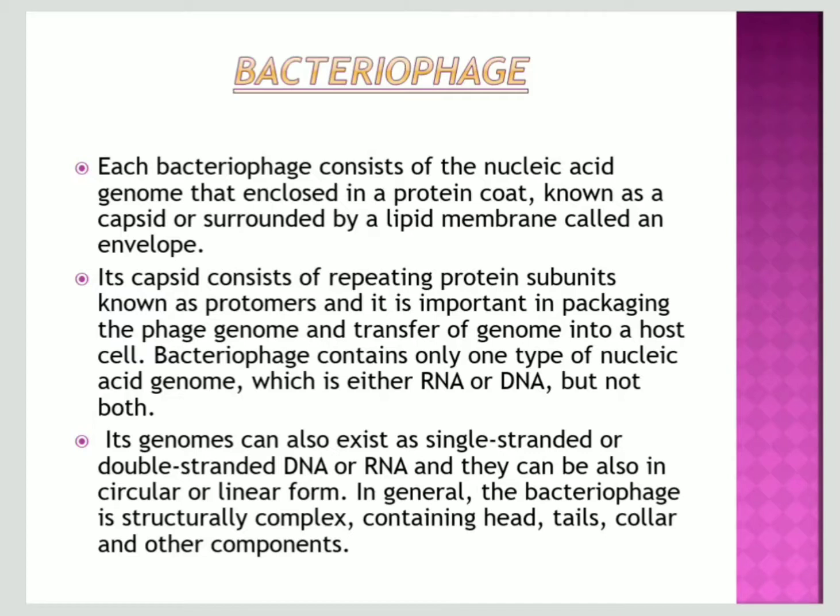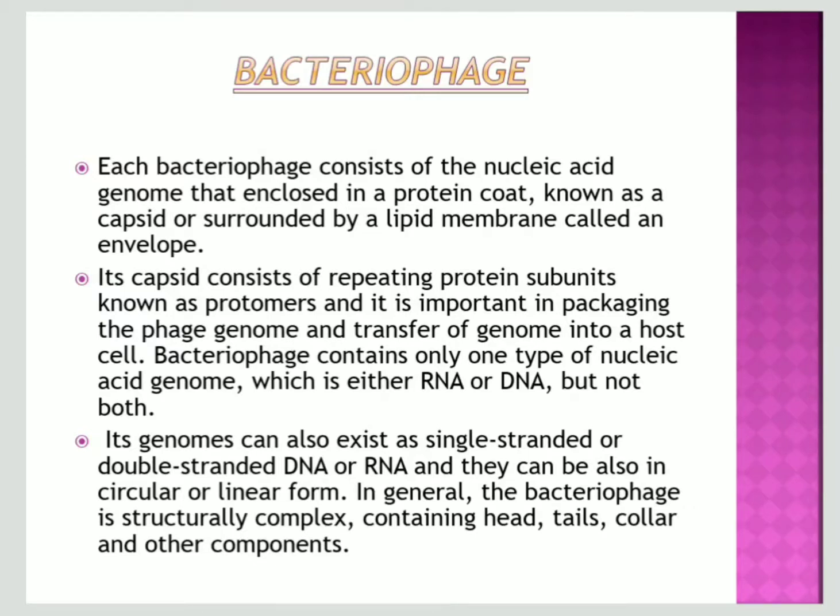Next, bacteriophages. Each bacteriophage consists of a nucleic acid genome enveloped in a protein coat capsid or surrounded by a lipid membrane called an envelope. Its capsid consists of repeating protein subunits known as protomeres, and it is important in packing the phage genome and transfer of the genome into the host cell. Bacteriophages contain only one type of nucleic acid molecule, which is either DNA or RNA, but not both. Mostly they contain DNA. Its genome may exist as single-stranded or double-stranded, and in circular or linear form.